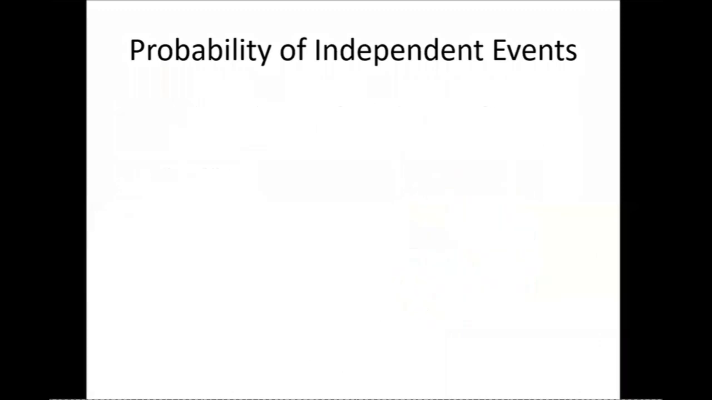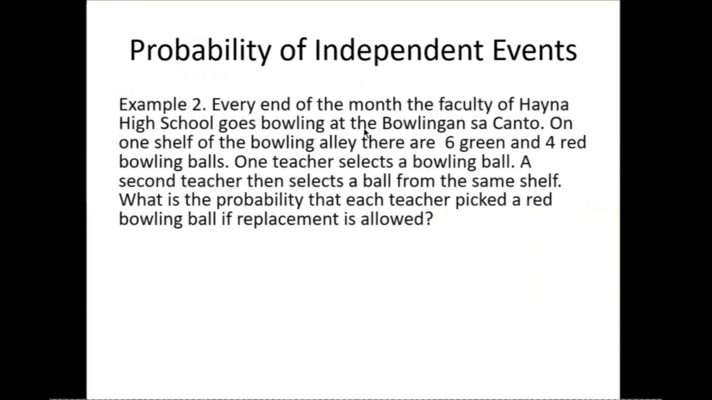Next, example number 2. Every end of the month, the faculty of Haina High School goes bowling at the bowling alley sa Kanto. On one shelf of the bowling alley, there are 6 green and 4 red bowling balls. One teacher selects a bowling ball. A second teacher then selects a ball from the same shelf. The question is, what is the probability that each teacher picks a red bowling ball if replacement is allowed?